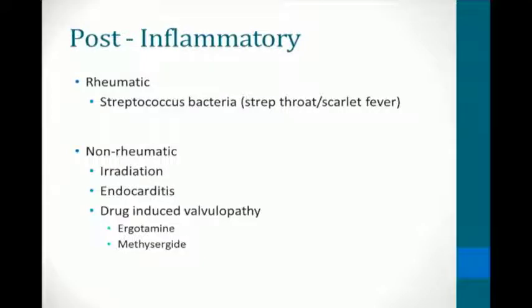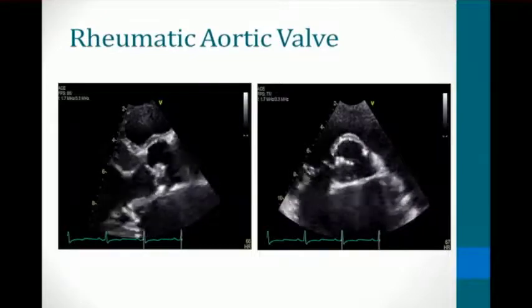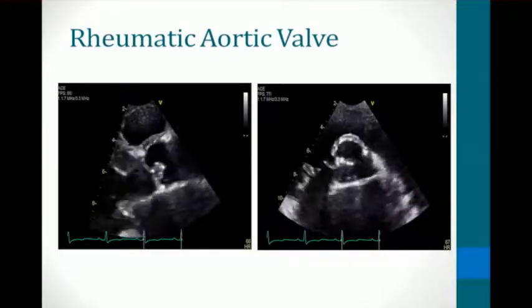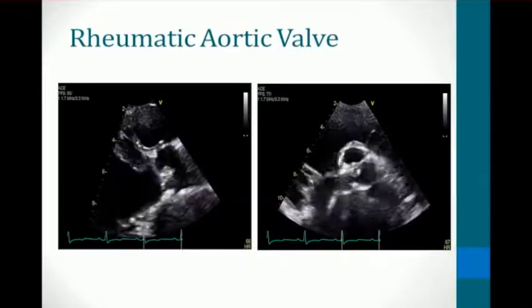Other types of post-inflammatory diseases include patients who have been exposed to radiation on their chest, those who have a history of endocarditis, and patients who have taken medication known to cause stenosis, like ergotamine, which used to be prescribed for migraines. More recently, fen-phen was thought to cause valvulopathy, though it's been controversial. This is an example of a rheumatic aortic valve. On ultrasound, there is increased echogenicity along the leaflet edges and fusion of the aortic valve commissures.